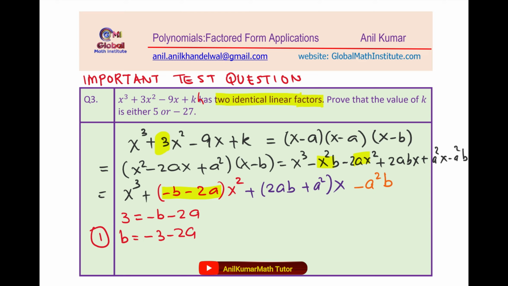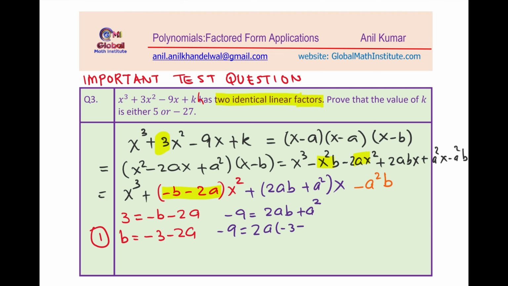The second equation to look into is comparing the coefficients of x, which is 9 with a negative sign. So negative 9 is equal to 2ab plus a square. Now in this term, if I substitute what b is, I can solve for a. You get the idea. So in this equation, I will get minus 9 equals to 2a, and b is minus 3 minus 2a plus a square. So you can actually find the value of a. It is a quadratic equation.